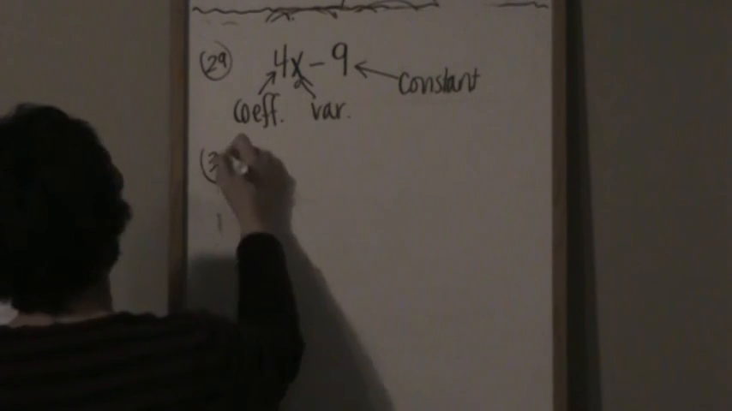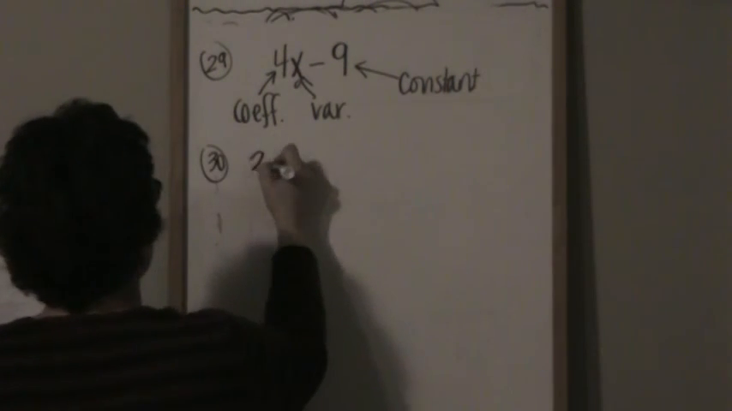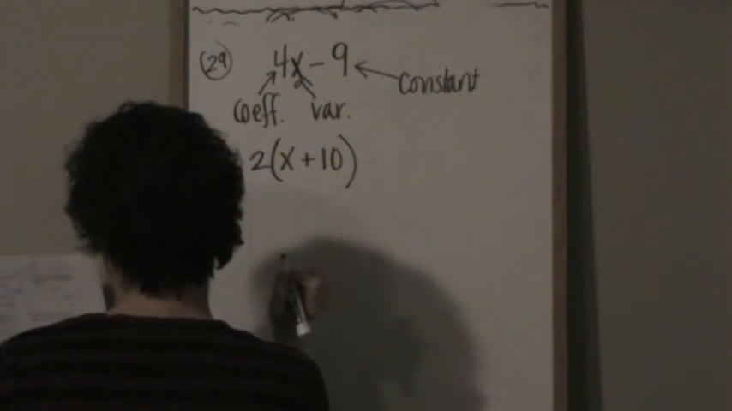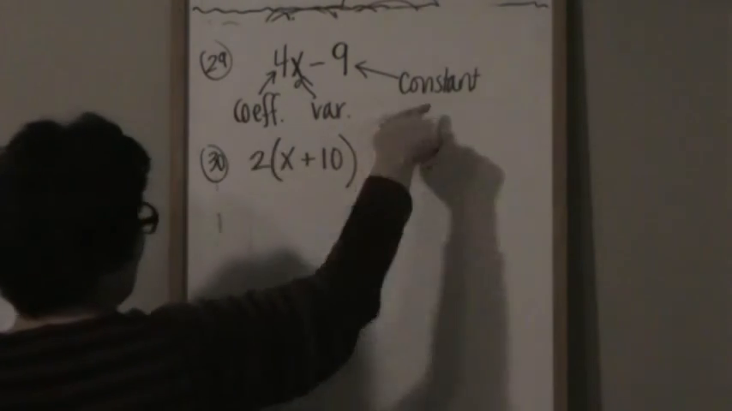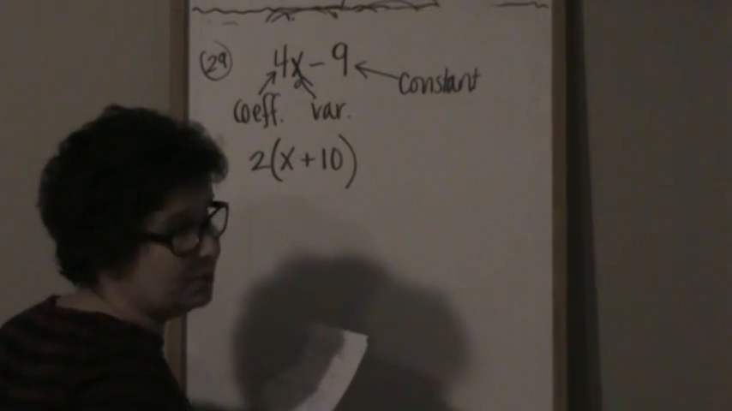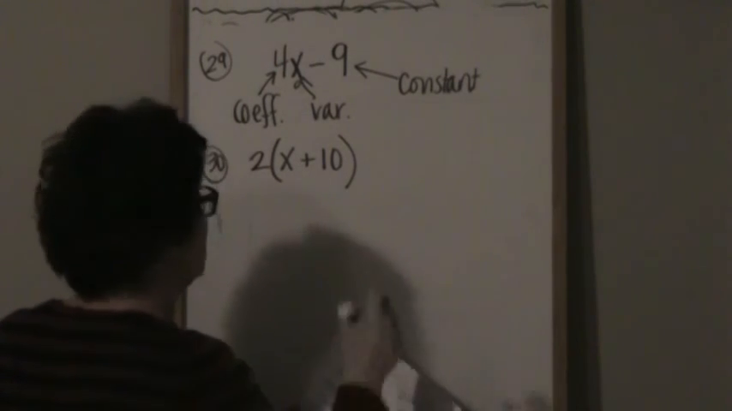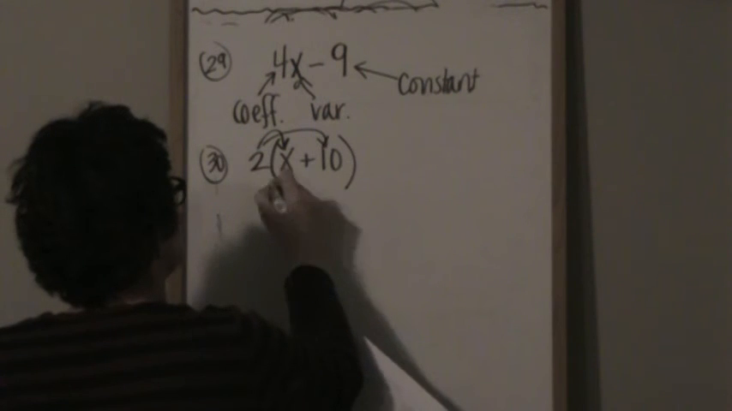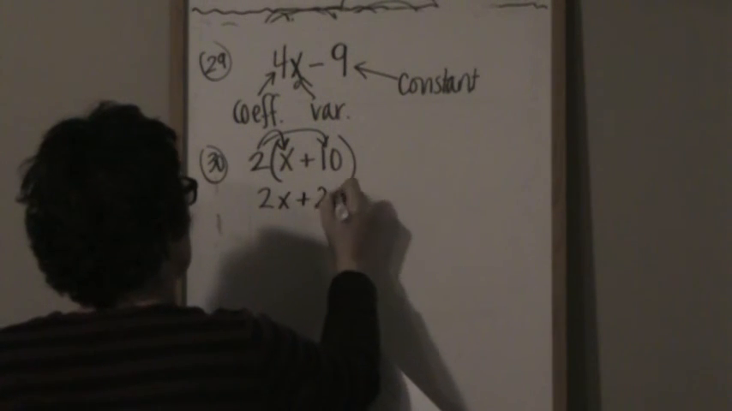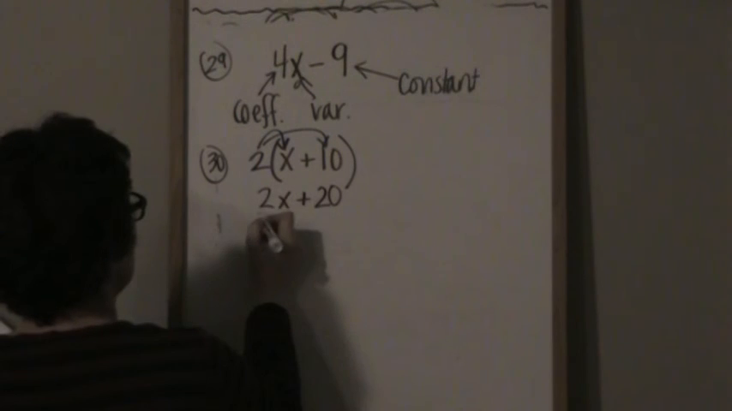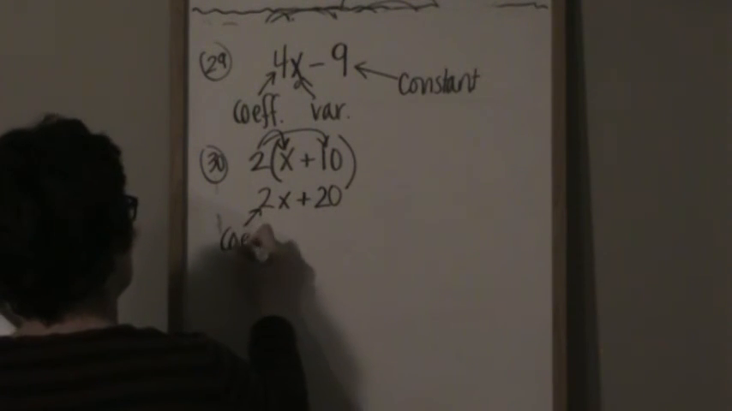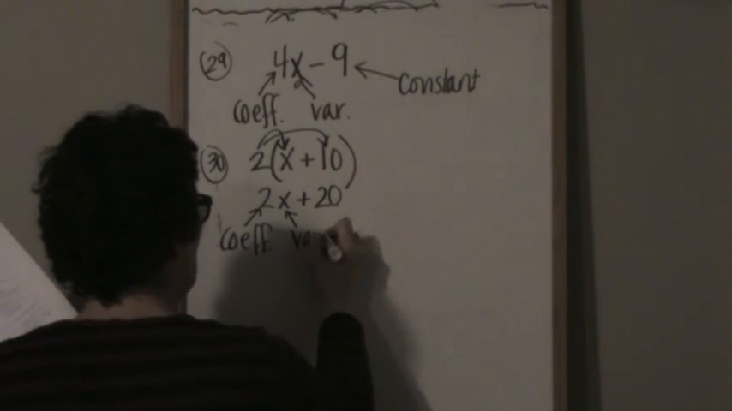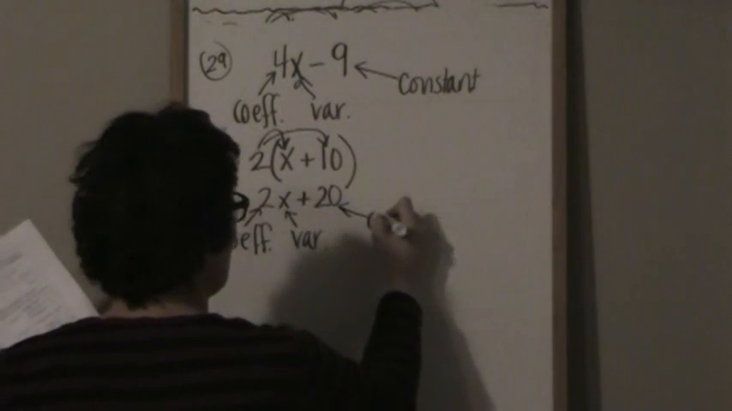Number 30, we're going to have to do some simplifying by distributive property before I can identify. Remember, you always have to simplify before you can identify your parts. So, draw my arrows. 2 times x is 2x. 2 times 10 is 20. Now, 2 is my coefficient. X is my variable. And 20 is my constant.